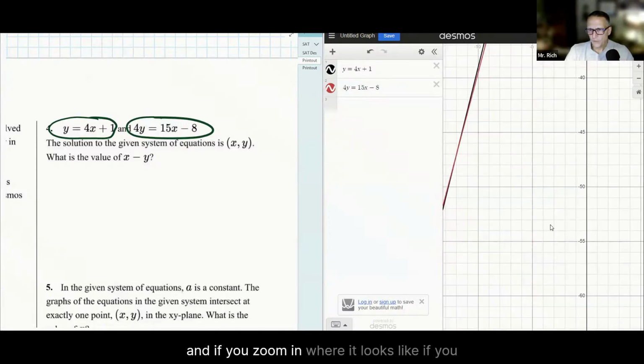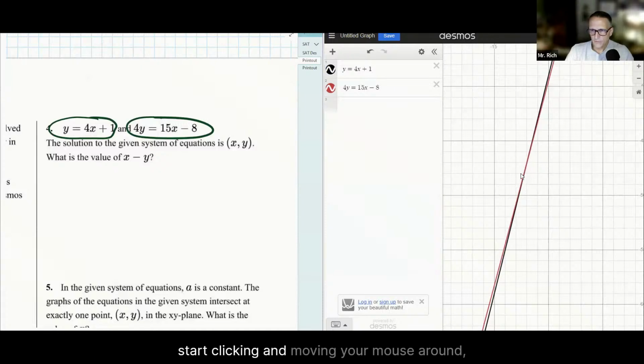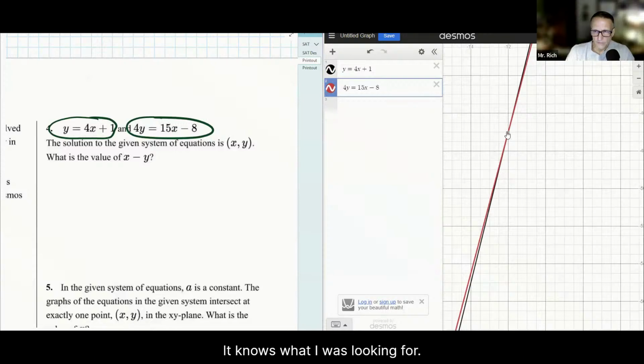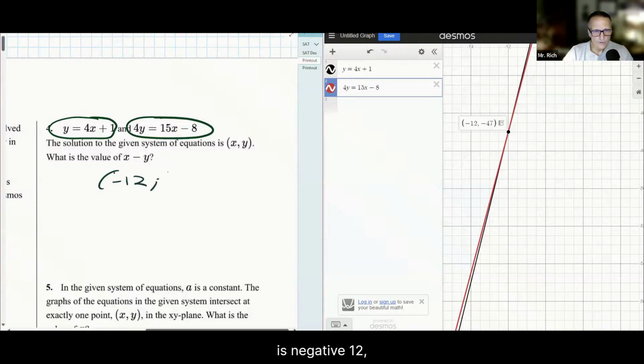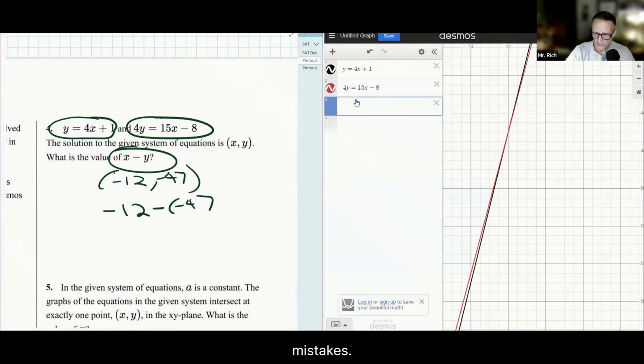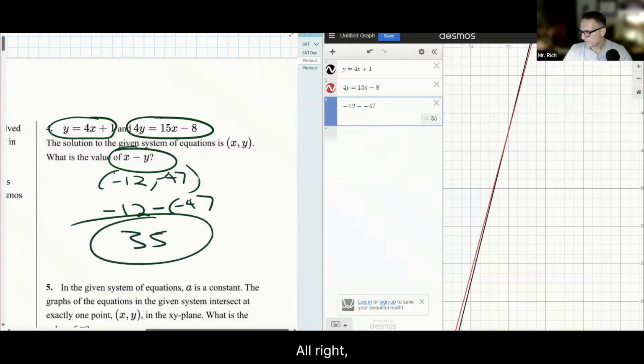All right, now it looks like they're almost parallel, but it does look like they're intersecting eventually. All right, and if you zoom in where it looks like, if you start clicking and moving your mouse around, that gray dot shows up. It knows what I was looking for. There it is. So the solution to this system of equations is -12, -47, and it wants me to subtract them. -12 minus a -47. Well, I'll even do that in Desmos so I don't make any mistakes. I'm going to do -12 minus -47, and it yields an answer of 35. That's my answer.